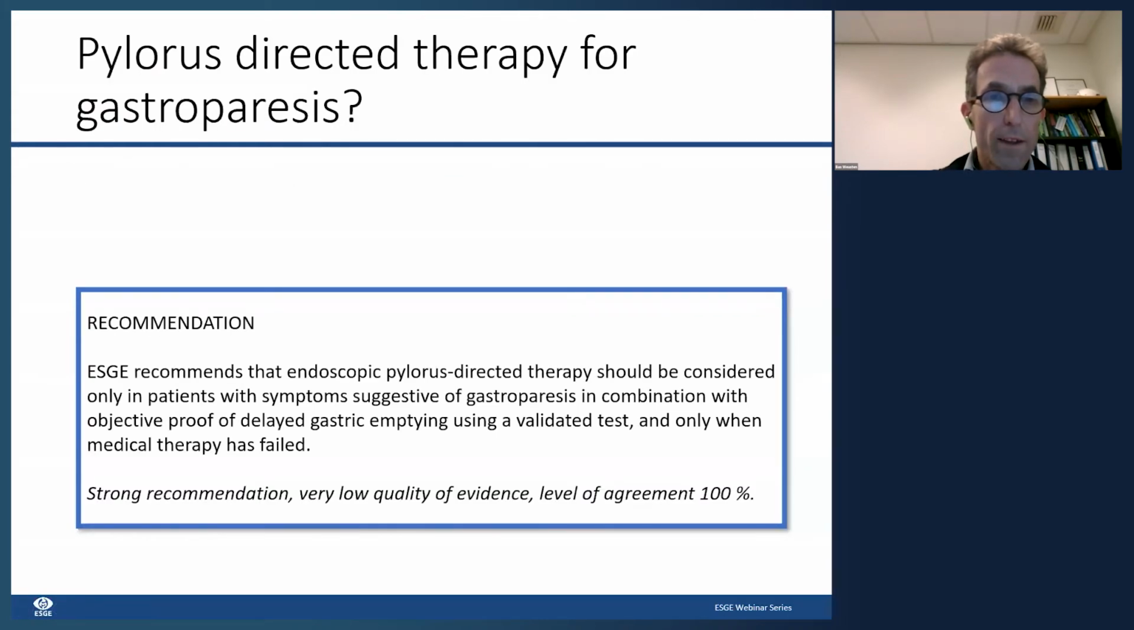Well, the ESGE recommends that endoscopic therapy directed to the pylorus should only be given or offered to patients with symptoms of delayed gastric emptying combined with an objective proof of delayed gastric emptying, and only after medical therapy has failed.